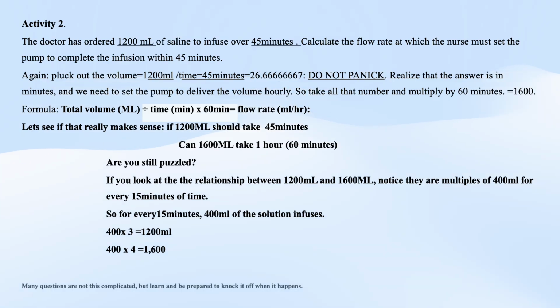400 times 4 is 1600. 4 times 15 is 60 minutes. That's the hour. So it makes sense that in 45 minutes we can expect the infusion of 1200 to infuse. Since we don't have 1600 to infuse over 1 hour, we have to set the pump, make the pump believe we have 1600 ml so that it can take 1 hour to finish infusing into the patient.